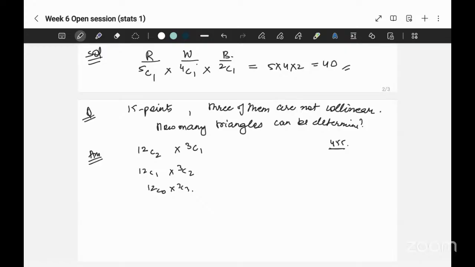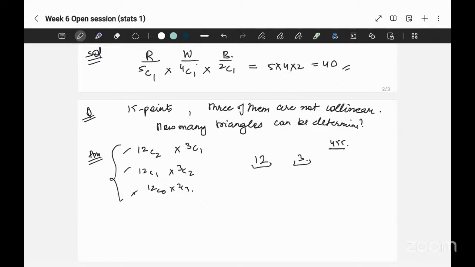Okay. Now, here you are actually taking 12 as non-collinear and 3 as collinear, like that. That is what I'm asking. You are taking 12 points as non-collinear and 3 as collinear, correct? Yes, ma'am. No, 12 are collinear, right? And 3 are non-collinear. Yes, that one.